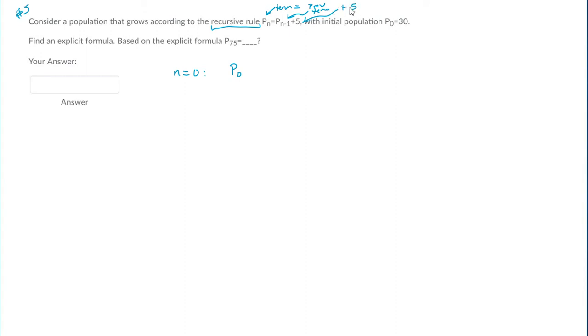So we take the previous term, add 5 to it to get the next term. Okay, so for P0 though, there is no prior term. When we have a recursive rule, they have to give you the initial value because we don't have anything before the first term. And they're telling me the initial is 30. Okay, that's easy. Now when n is 1, we've got P1 is what? The previous value, which is P0, plus the number 5. P0 is 30, plus 5 gives me 35.